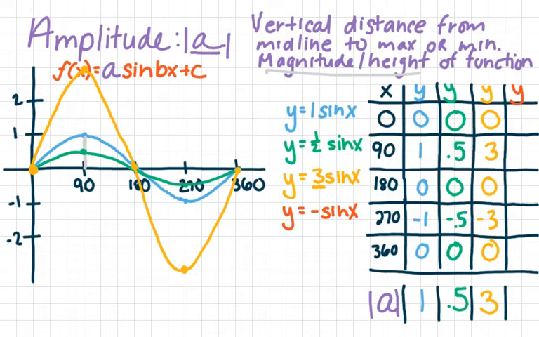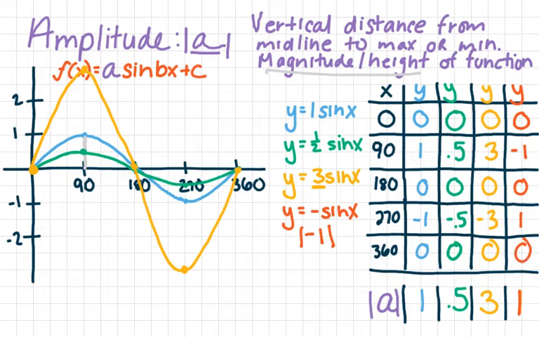For our final function, y is equal to the negative sine of x, shown in red, we will still have an amplitude that's equal to 1. In this case, our a value is equal to a negative 1. The absolute value of negative 1 is equal to a positive 1. When we graph this, our function will look different though, because the negative will cause a reflection of our parent function over the x-axis. Our new output values will end up being 0, negative 1, 0, 1, and 0.